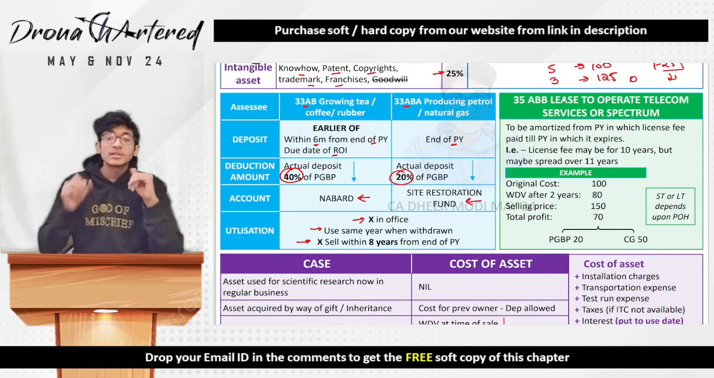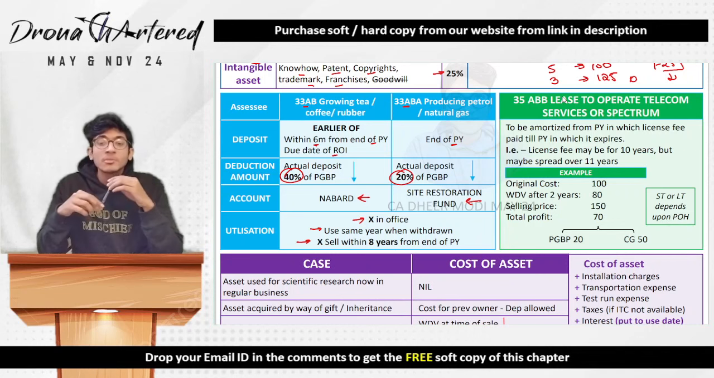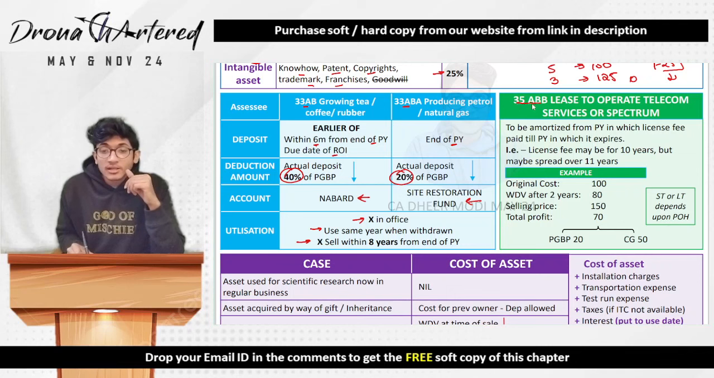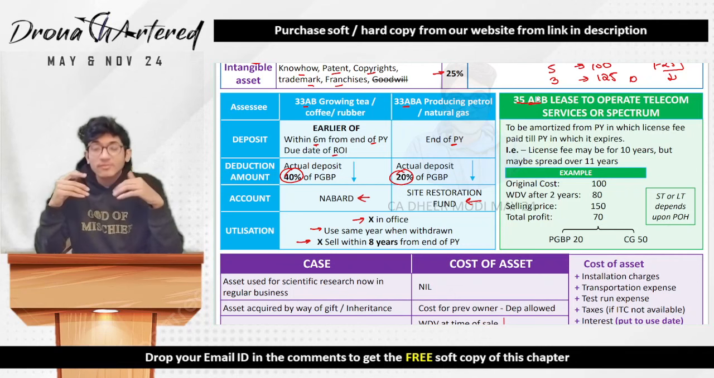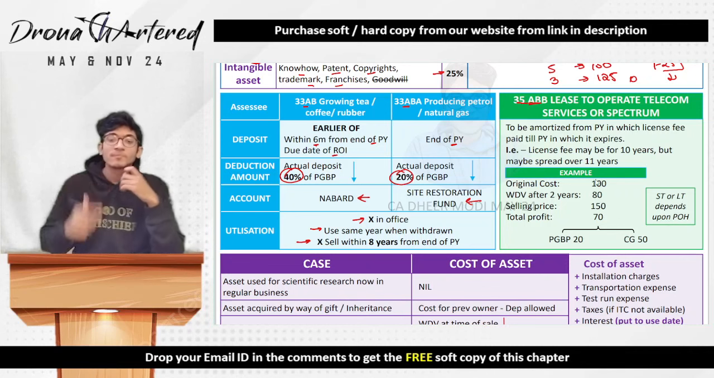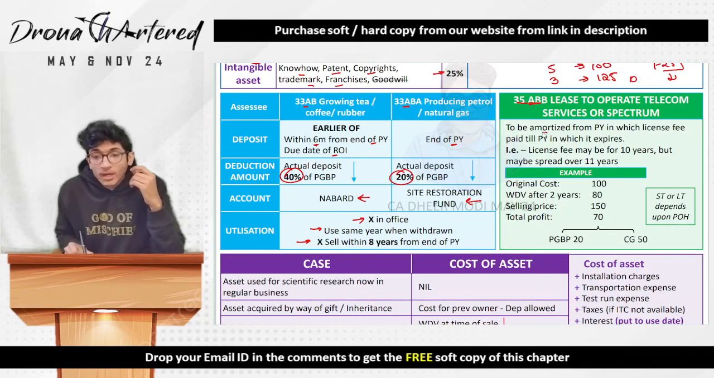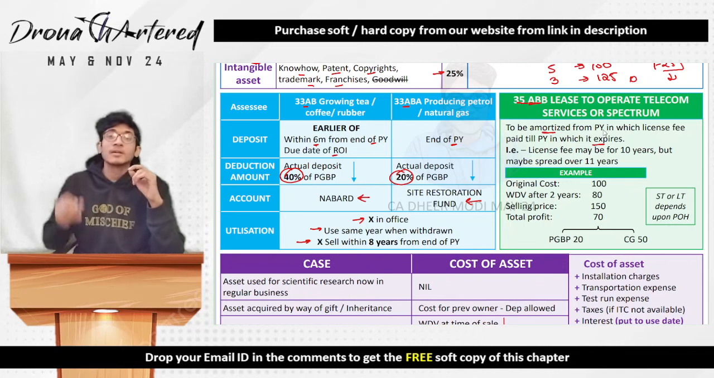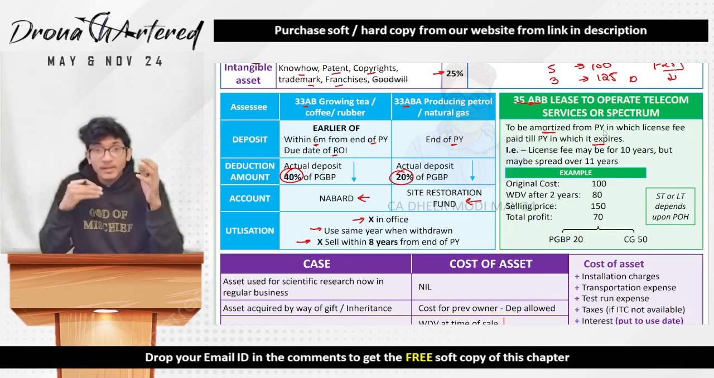Next is your section 35ABB, that is lease to operate telecom services or spectrum. Under this, there is a huge amount paid. For example, for a spectrum license, you have to pay crores of rupees. So in such a case, income tax allows your deduction over a period of years. It is to be amortized from the previous year in which license fee is paid till the previous year in which it expires.